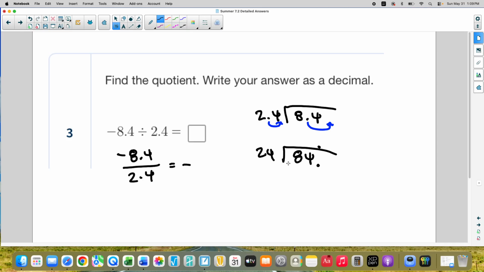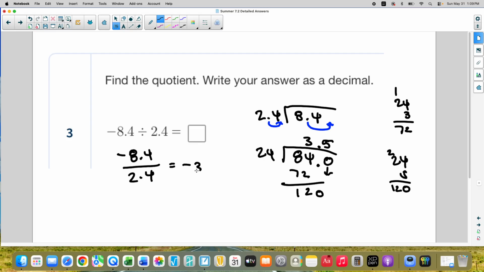24 goes into 84. Let's see that. 3 is going to be 12, 6, 72. So I'm going to say 3, which is 72. Gives me 12. My remainder must be smaller than my divisor. If it was greater than 24, that would mean that I can take a bigger number here. I'll add the 0 and bring it down. So 24, let's do 5, that's 20, that's 120. So that's going to be negative 3.5 is my answer as a decimal.